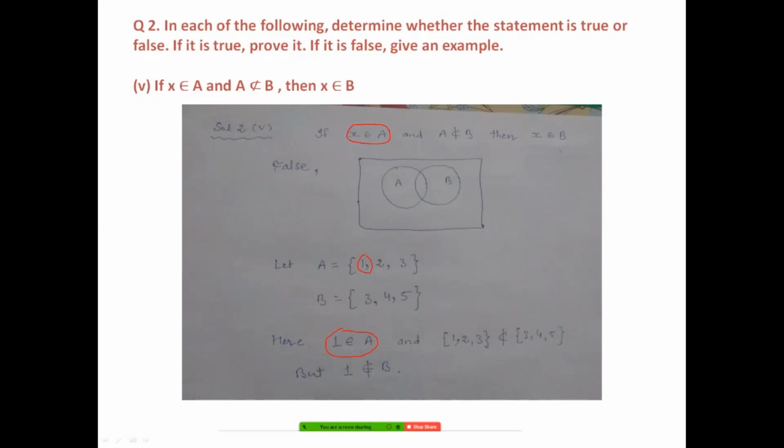Okay, if these two conditions are satisfied, then X belongs to B. But here we proved 1 is not an element of B. So X does not belong to B. That's why this statement is false.